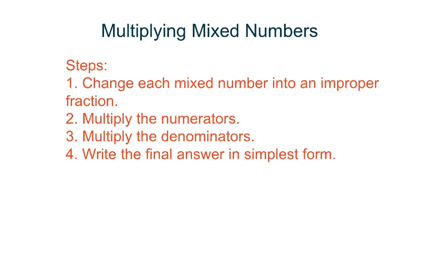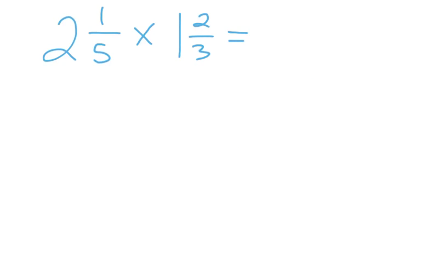The second part of this video is going to talk about how to multiply mixed numbers. So notice that the steps look about the same, except for the fact that step number 1 says that we're going to change each mixed number into an improper fraction. And this just makes it easier to multiply numbers together. So let's go ahead and take a look at our first example.